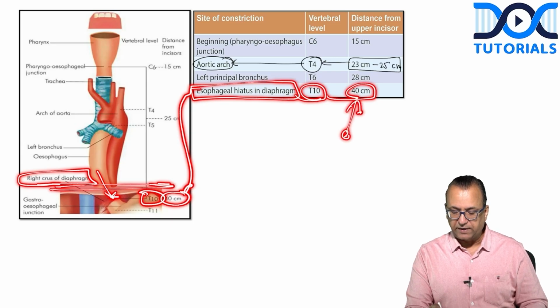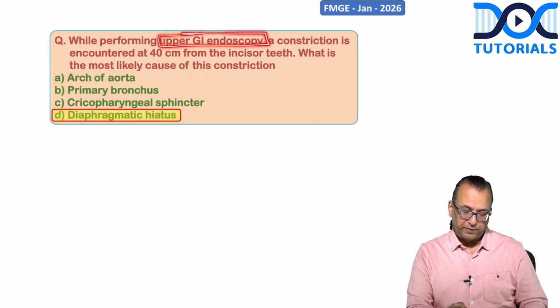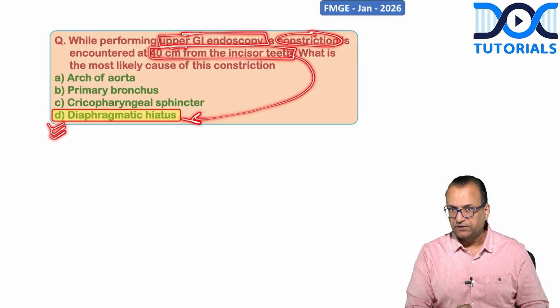That is what they were asking in the question, and that is what we'll answer. Upper GI endoscopy constriction noted 40 cm from upper incisor is the diaphragmatic hiatus for the passage of esophagus. Choice number D should be the answer.